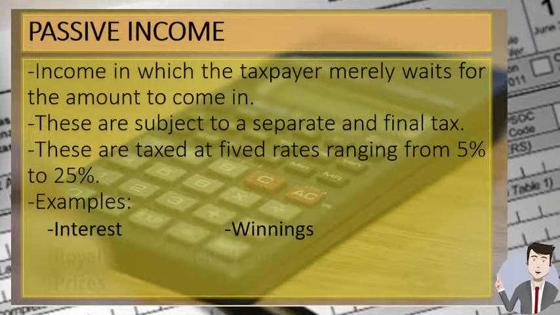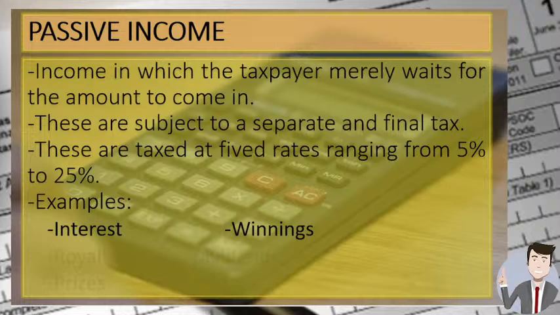So you will be provided by the bank interest on your savings or time deposit, and a portion of it will be withheld by the bank, and the bank is the one to remit the 20% final tax to the Bureau of Internal Revenue.